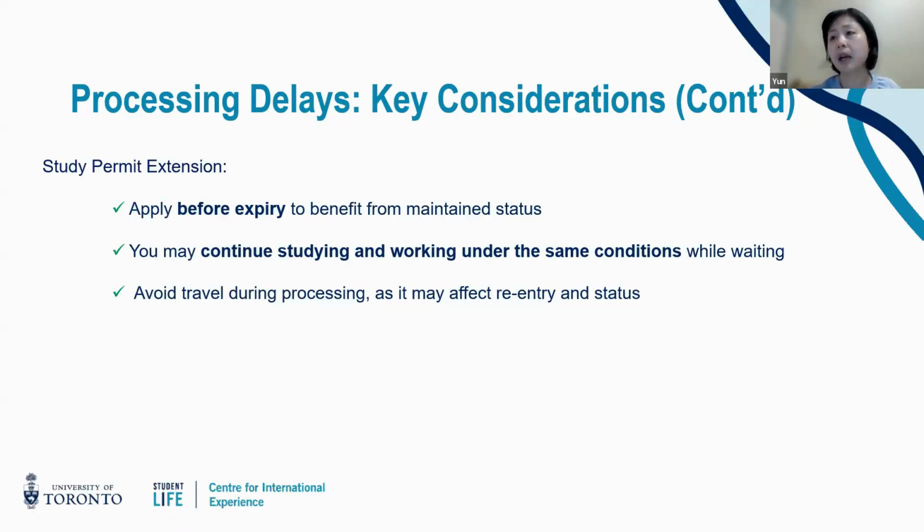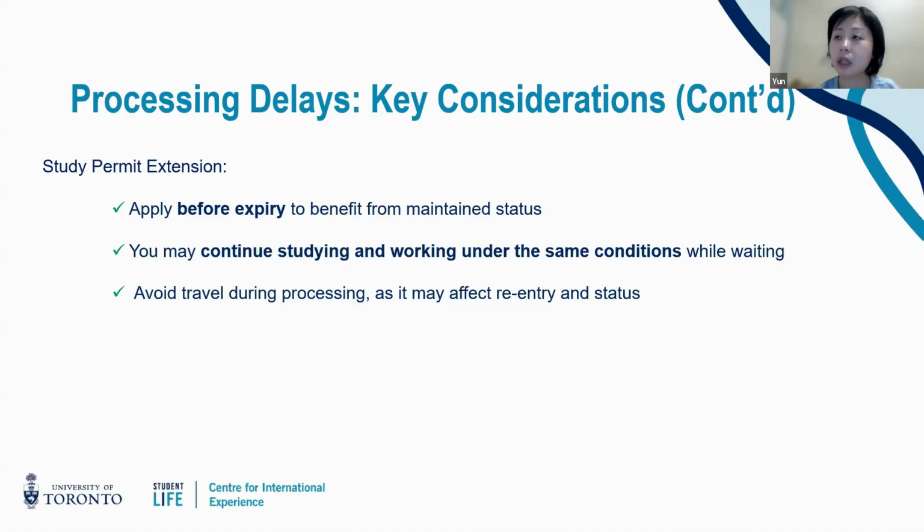Okay. Now, when you apply for an extension from inside Canada, you are in a better situation. So as long as you apply before the expiry date of your current study permit, you will have maintained status, even if your study permit expires and your application is still in process. Maintained status means that you are still here inside Canada on a legal status. It's just that you have an application ongoing. Okay. So during your maintained status, you may continue studying and working under the same conditions while waiting.